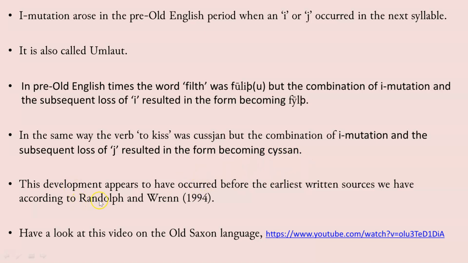Now this development appears to have occurred before the earliest written sources we have, according to Randolph and Wren in their 1994 book. And just to see some examples of where the I and where the J was still present, you can have a look at this video here in the Old Saxon language, and I'll put that in the description down below the video.